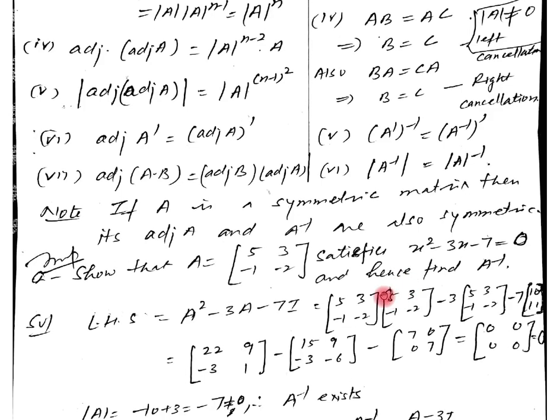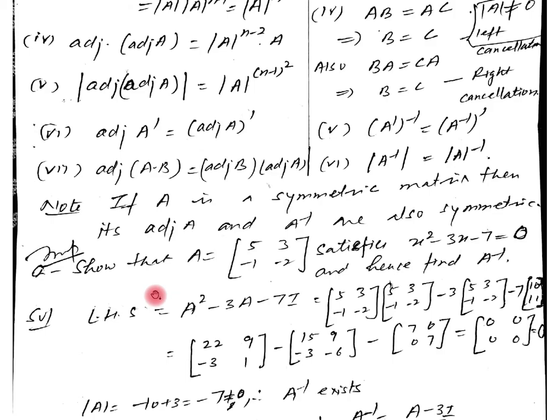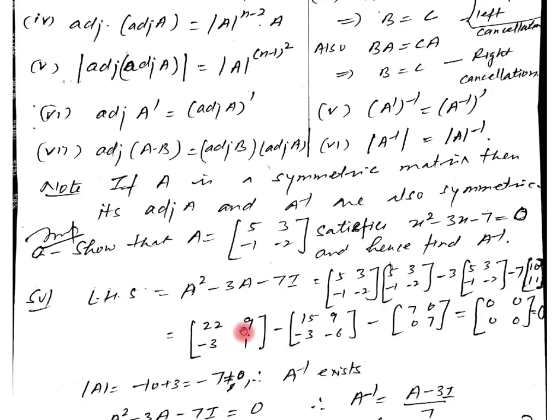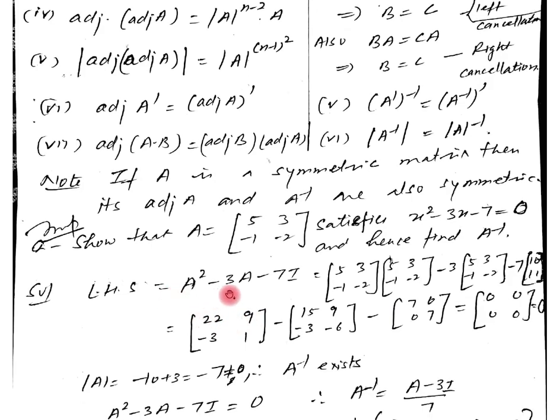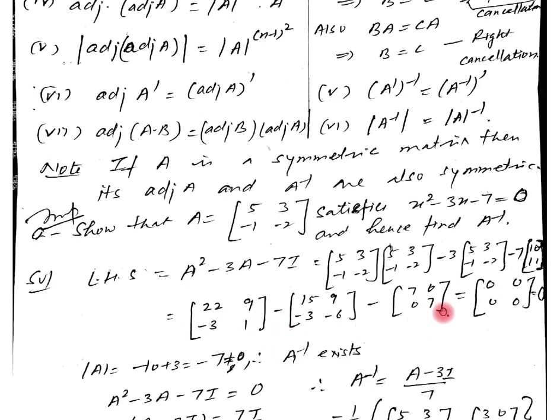Now let us see the question. First we have to show that this satisfies this equation. Putting this, the left hand side becomes A square minus 3A minus 7I. Putting all the values, A square means A into A, putting the value of A, putting the value of I, the identity matrix of order 2. Then simplifying it all, we are getting it equal to the 0 matrix.